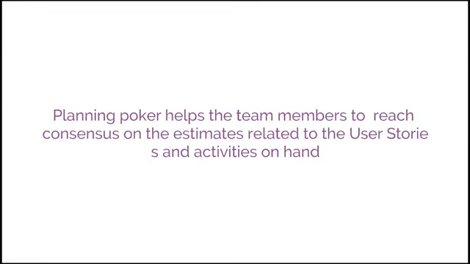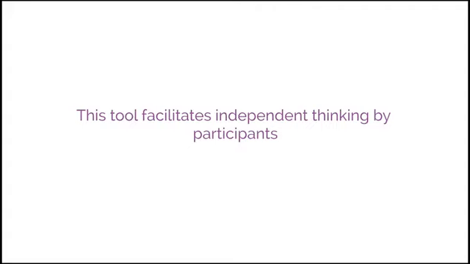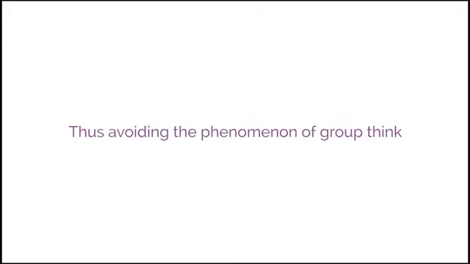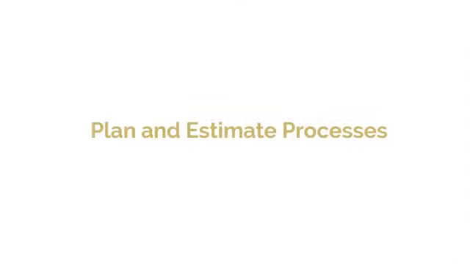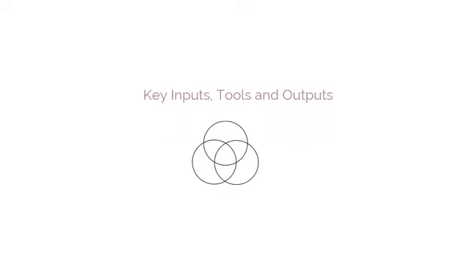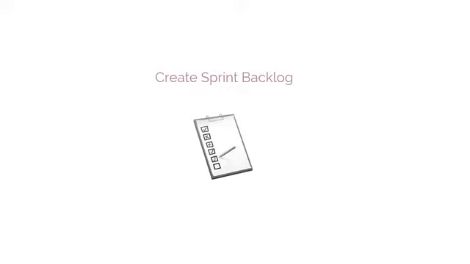Planning poker helps the team members to reach consensus on the estimates related to the user stories and activities on hand. This tool facilitates independent thinking by participants, and thus avoids the phenomenon of groupthink. In this session, we will look at the processes that are part of the plan and estimate phase. We will also discuss the key inputs, tools, and outputs associated with each of the processes.